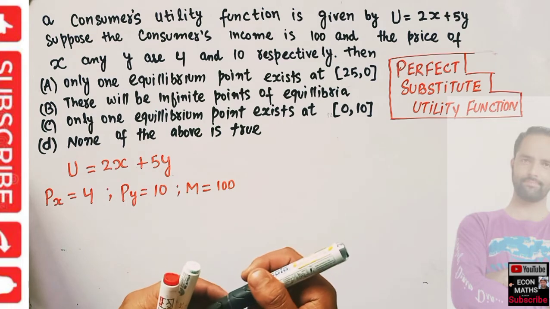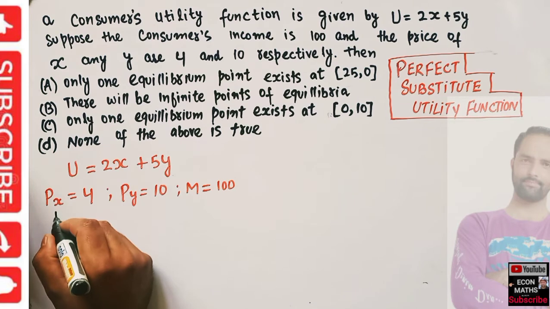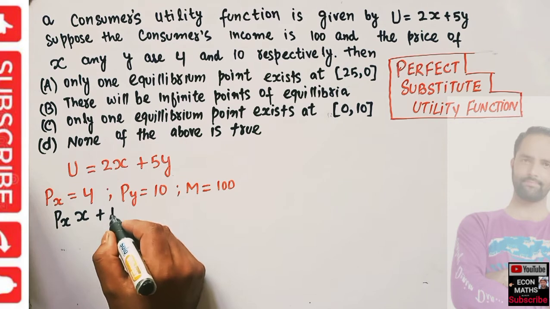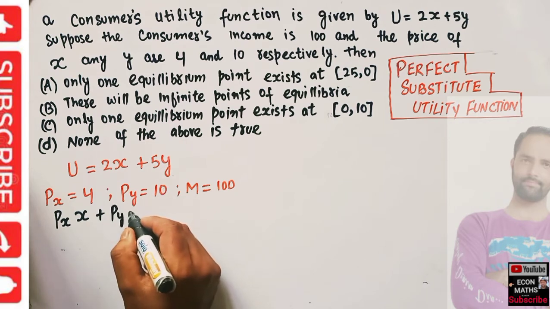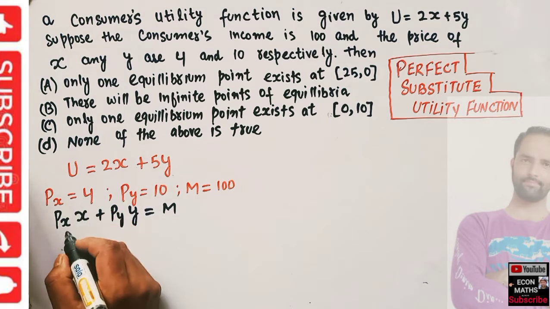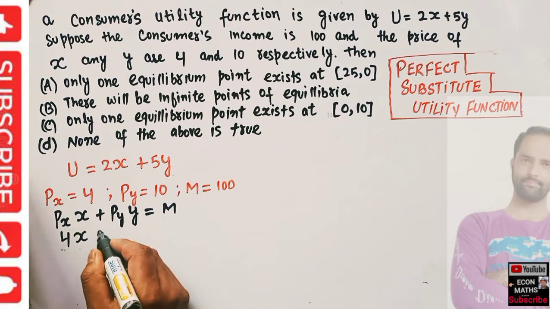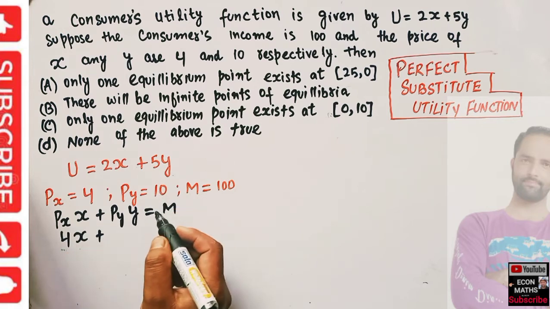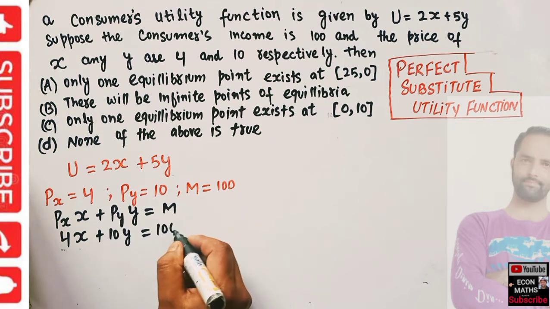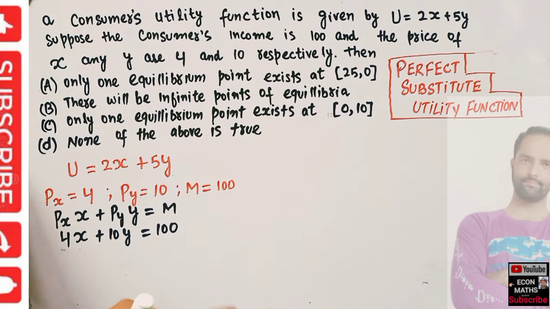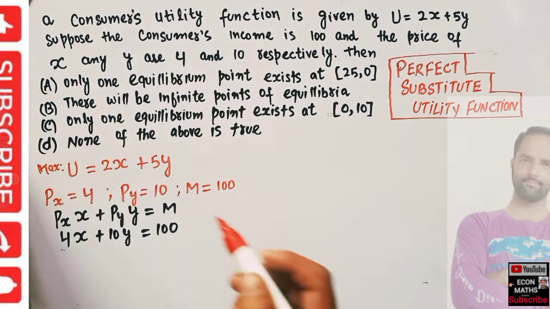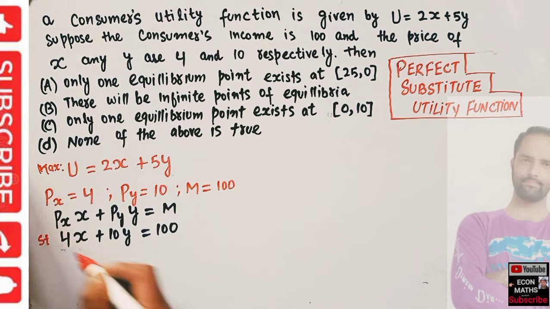So first thing first, we need to construct the budget constraint of the consumer. And how do we construct it? Simply price of X times units of X consumed by the consumer plus price of good Y times units of good Y consumed should be equal to the total income. Price of X is 4, so I can write 4x plus price of Y is 10, so 10y should be equal to 100. Now we need to maximize the utility function of the consumer subject to this budget constraint.